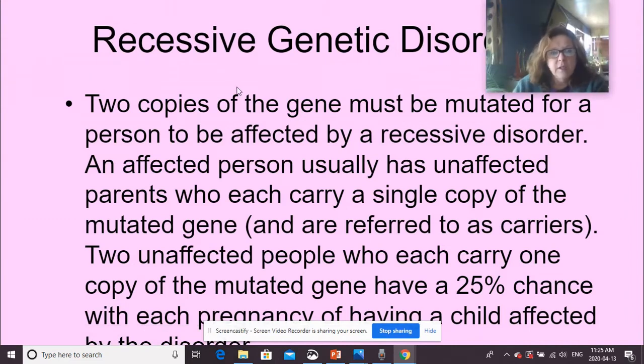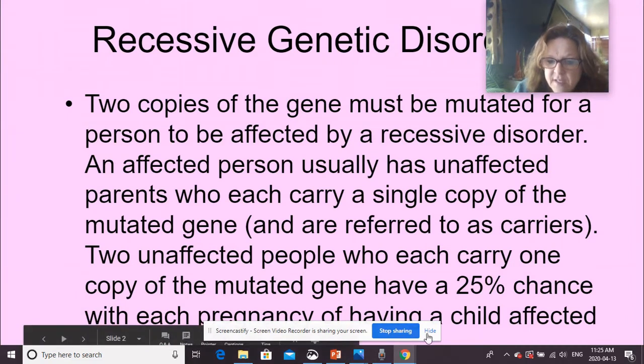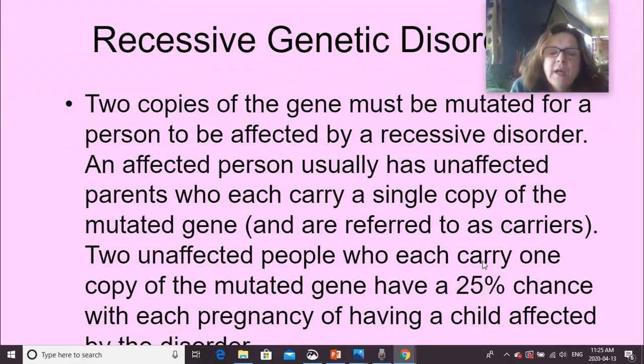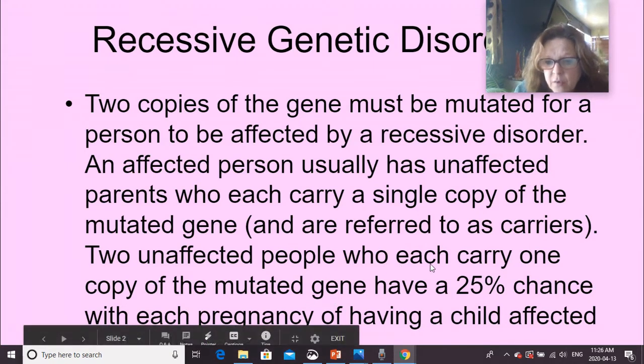Okay, so in order to have a recessive disorder, you would have to get one copy of a mutated gene from each parent. So generally, you would get it from two parents who each carry a single copy of the gene, but don't necessarily have the condition themselves. We refer to them as carriers. So two unaffected people who each carry one copy of the mutated gene have a 25% chance with each pregnancy of having a child affected.